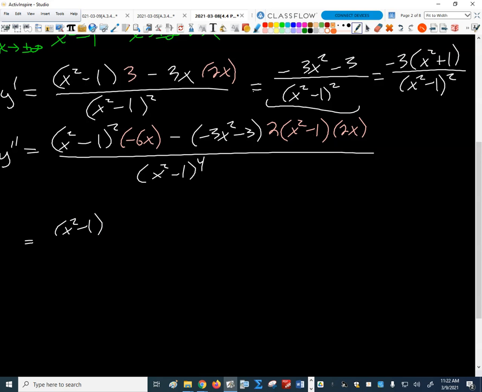And I can factor out, how about if I factor out, I could factor out a 2x also. How about a negative 2x? What's that leaving me with then? So here's my minus sign.